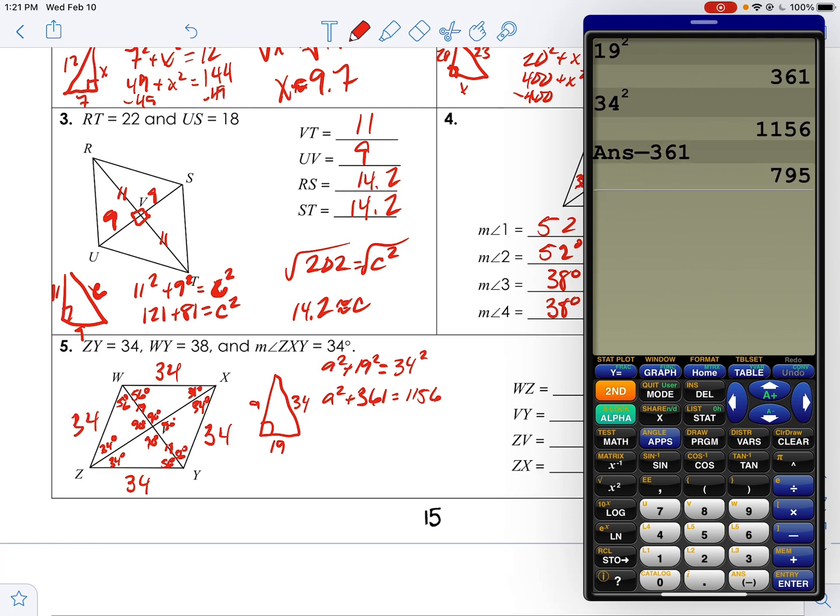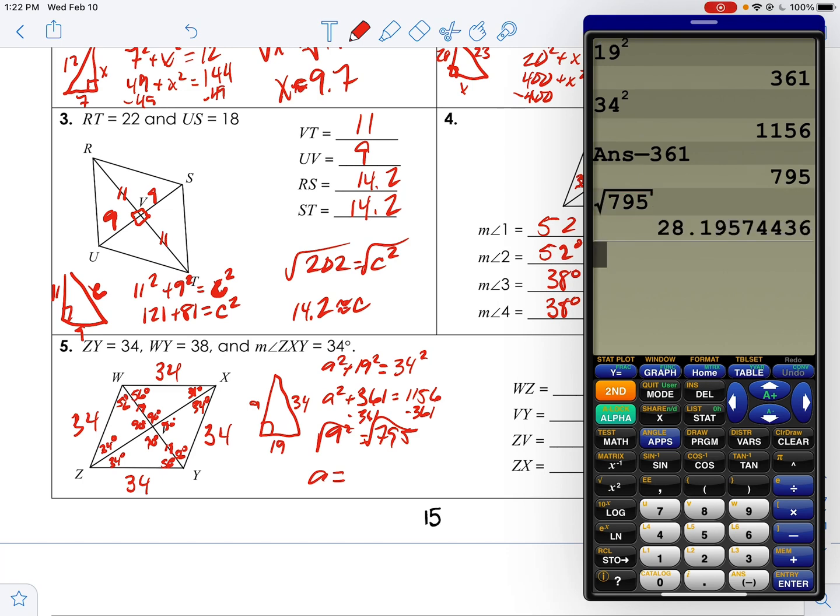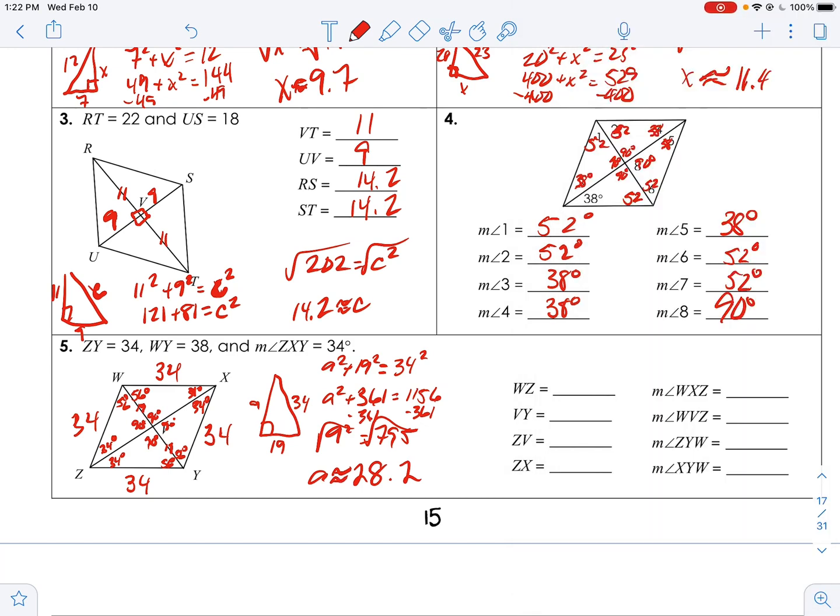1156 minus 361. So a minus 361, both sides. A squared equals 795. Square root. A equals the square root of 795. 28.2 approximately. Okay, good. 28.2 is what we figured that out to be. So that's 28.2. So Z to V is 28.2.